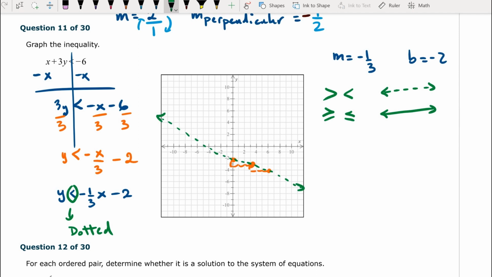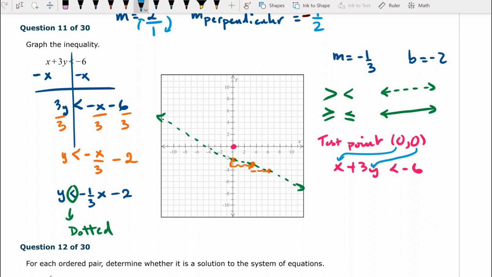Okay. Alright, besides that, you need to find the shading area. So you're going to do a test point, which means you pick any point on the graph and plug it into the equation to see if it's true or false. The easy point to plug in is 0, 0. If 0, 0 is not on the line, then you can use it at any time. Our equation was x plus 3y less than negative 6. So we just choose point 0, 0, which means x is 0 and y is also 0.